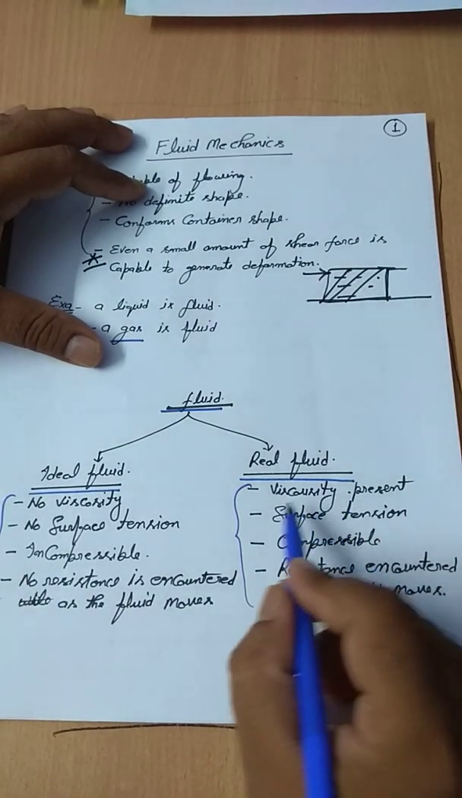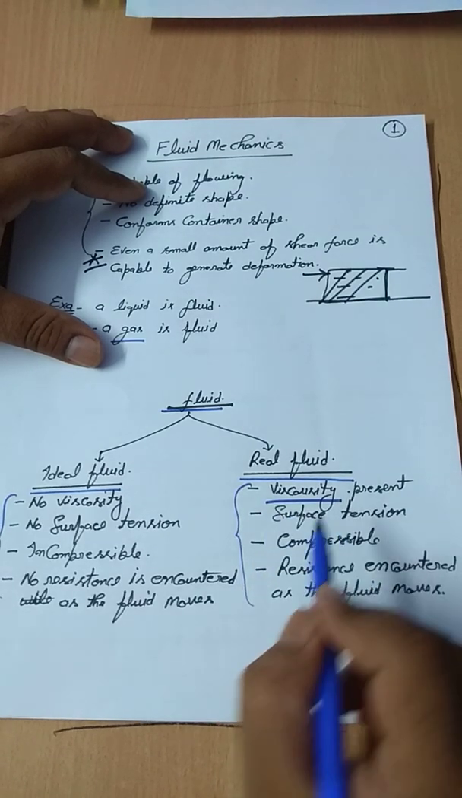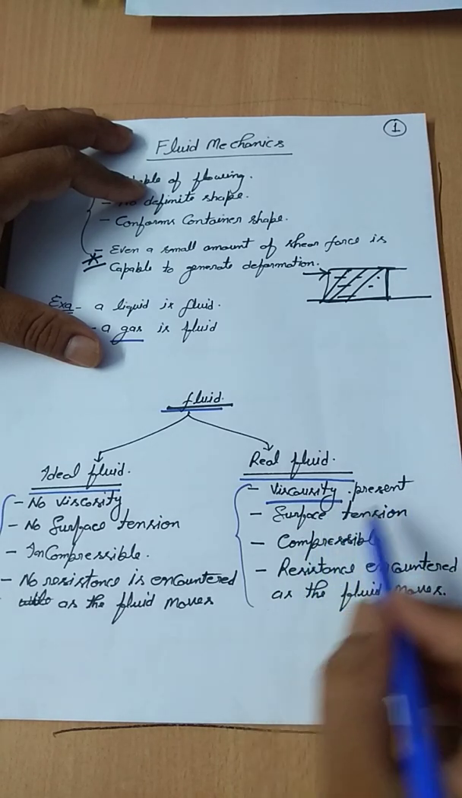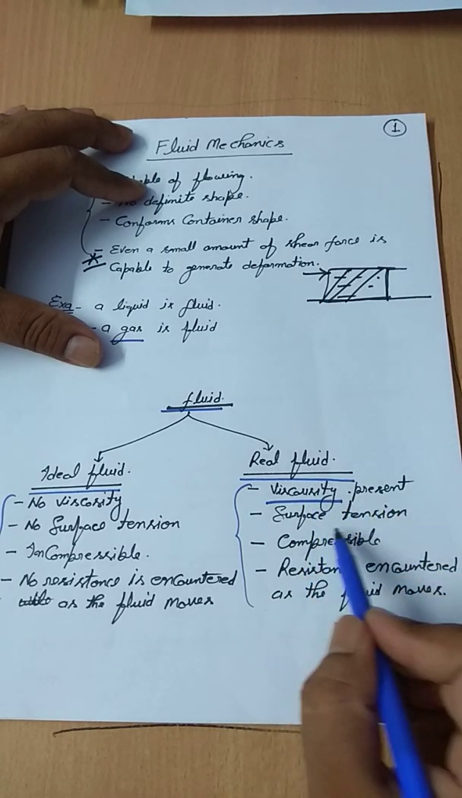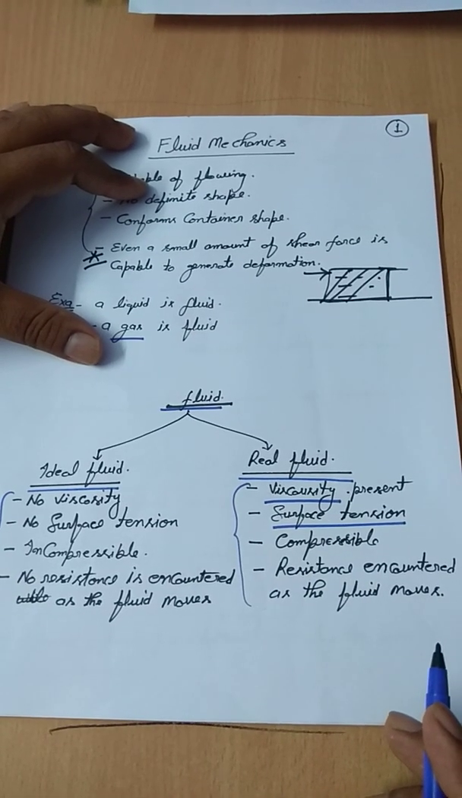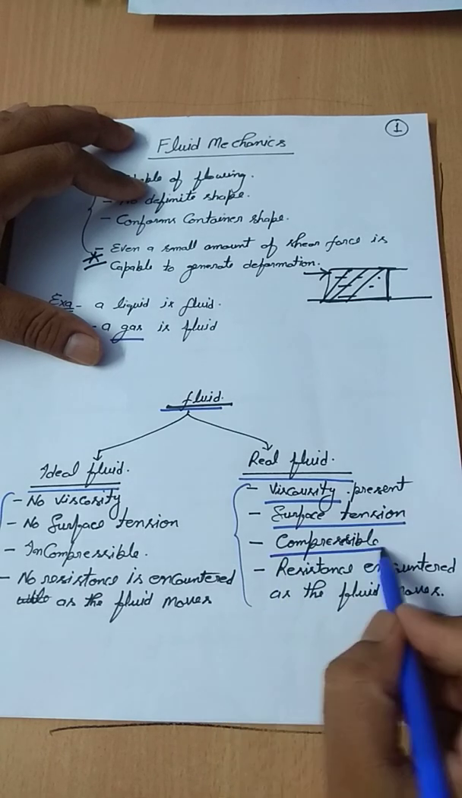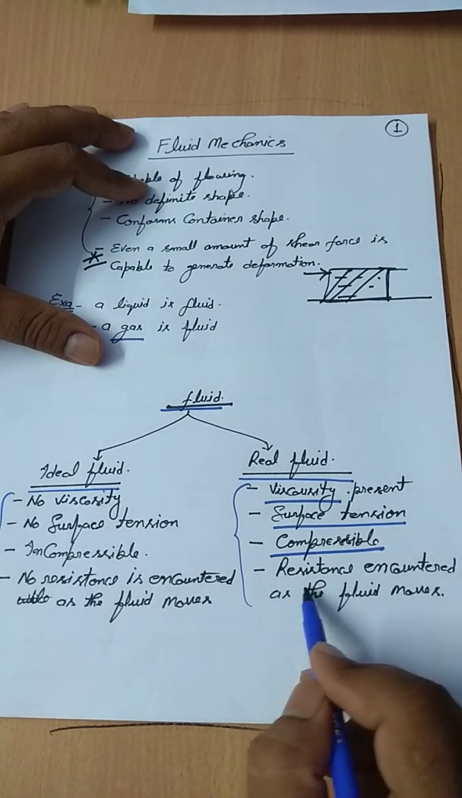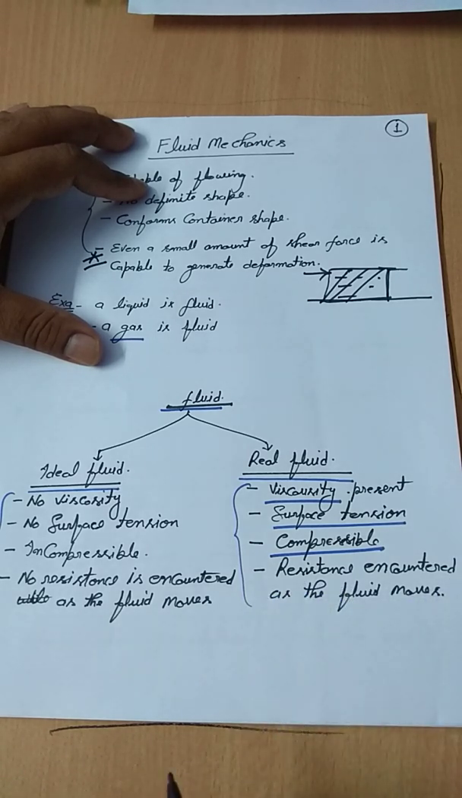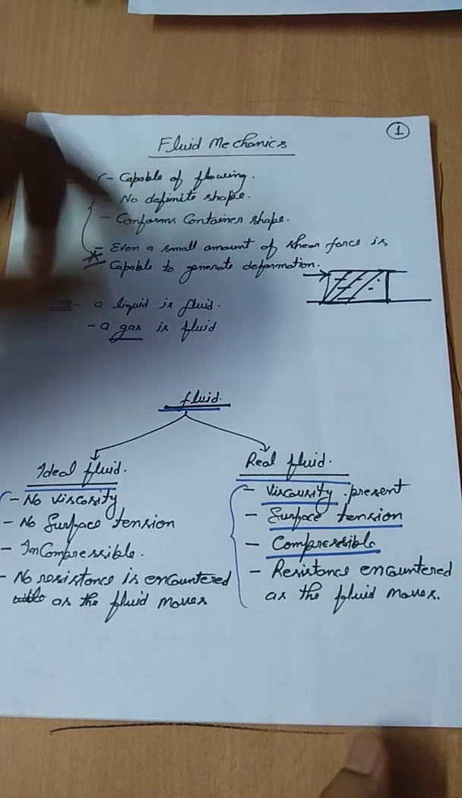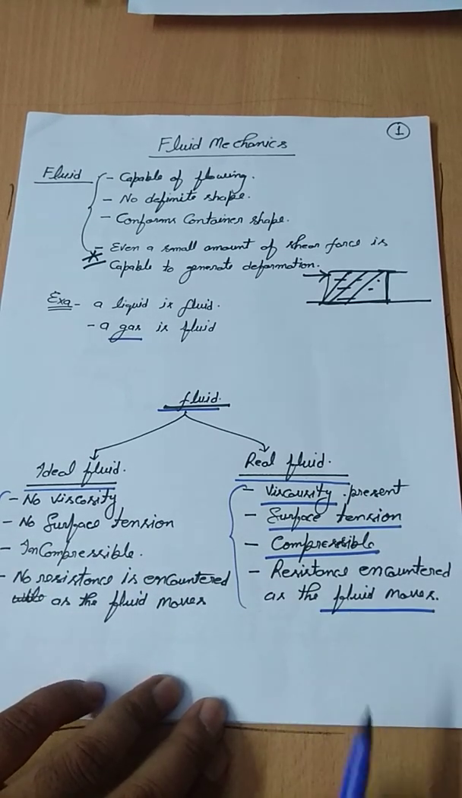Students who are very new to this subject should not worry about these new terms. I will discuss them in detail in further classes. In a real fluid, viscosity will be present, surface tension will be there. A real fluid will show some compressibility, means there will be some compression on applying pressure. It also offers resistance when it moves. So these are the specific properties of a real fluid.